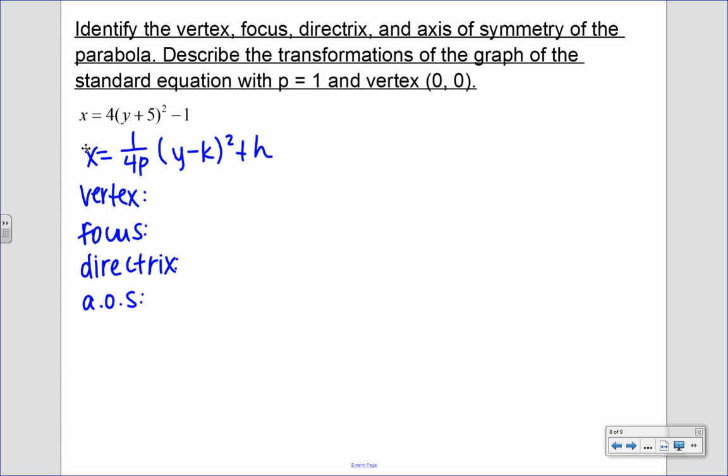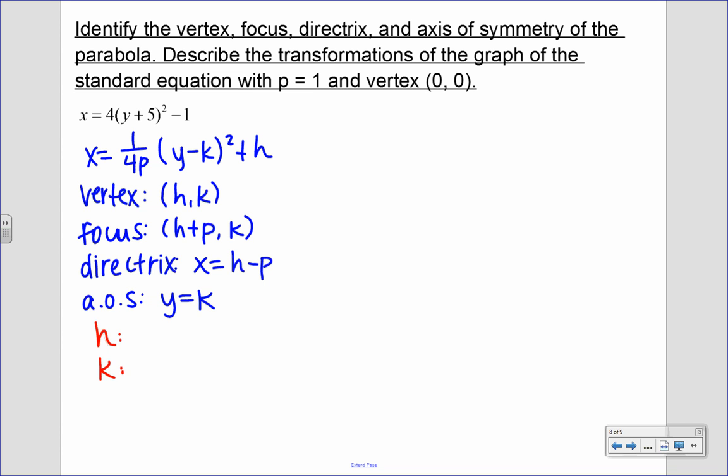So the vertex, as usual, is (h, k). The focus for this one is going to be (h plus p, k). Our directrix is x equals h minus p. And our axis of symmetry is going to be y equals k. So we need to find out our h, our k, and our p. So for this one, our h is negative 1. Our k is negative 5.